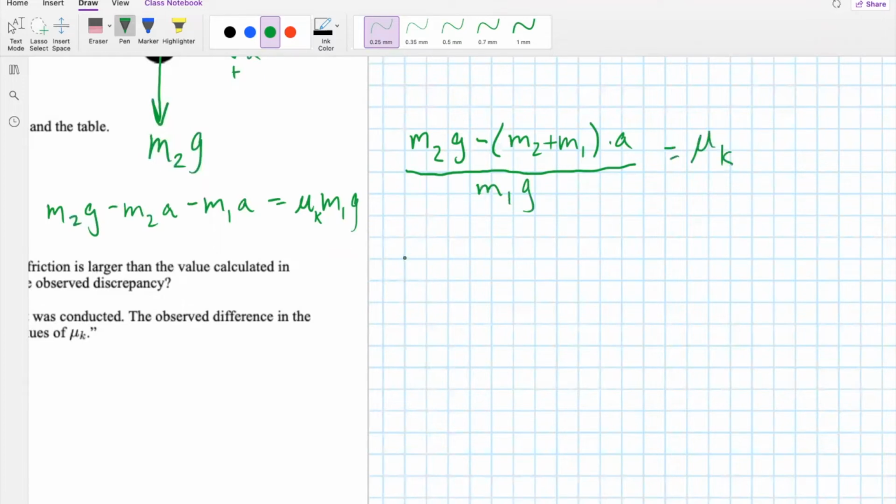We can go ahead and start putting in some masses. M2 is 0.2. We can use 10 for G. And then over here becomes 0.2 plus 0.44 kilograms.